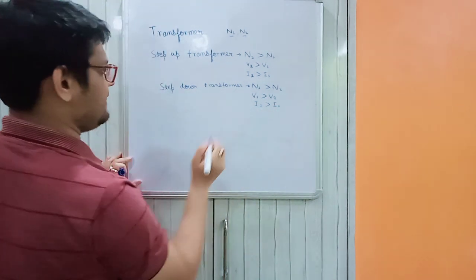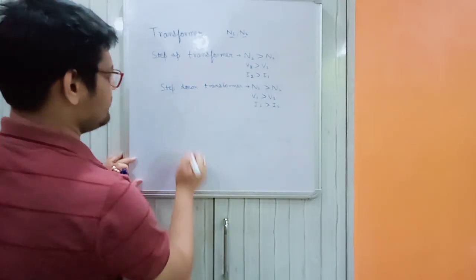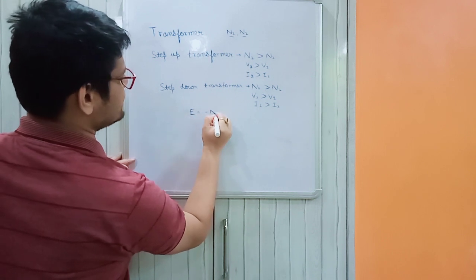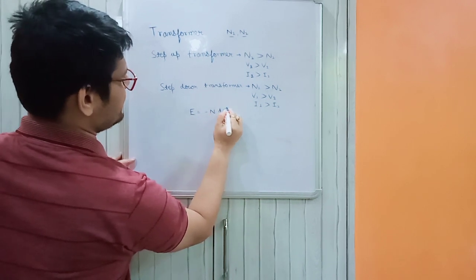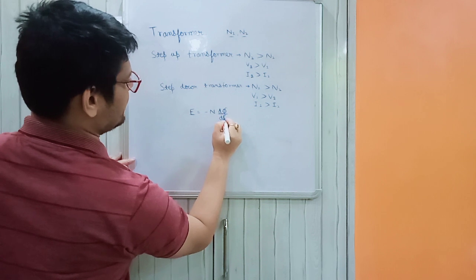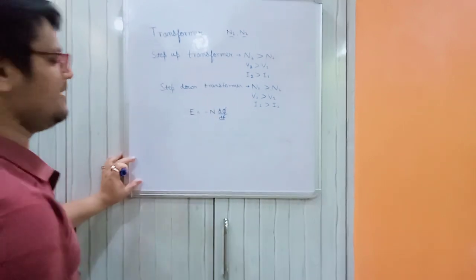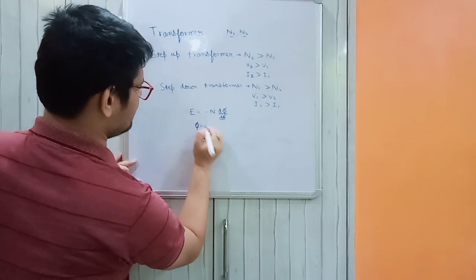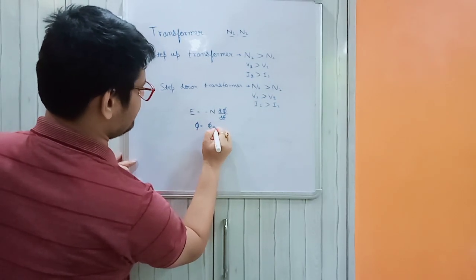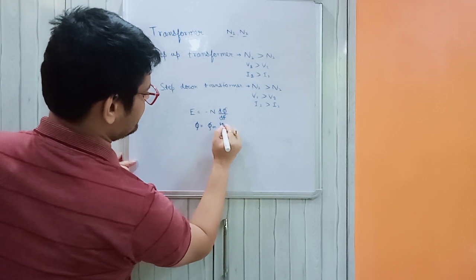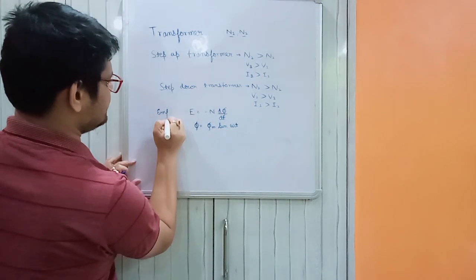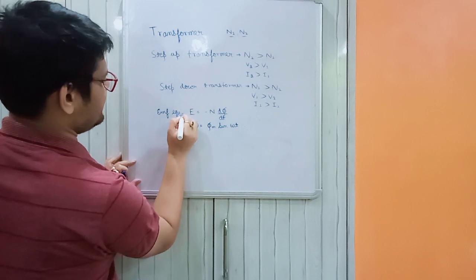So the main equation, as we know, is the EMF equation: E is equal to minus N d phi by dt. Phi is the flux, which we differentiate with respect to time. We can also write phi equal to phi m sin omega t. This is nothing but the EMF equation of the transformer.